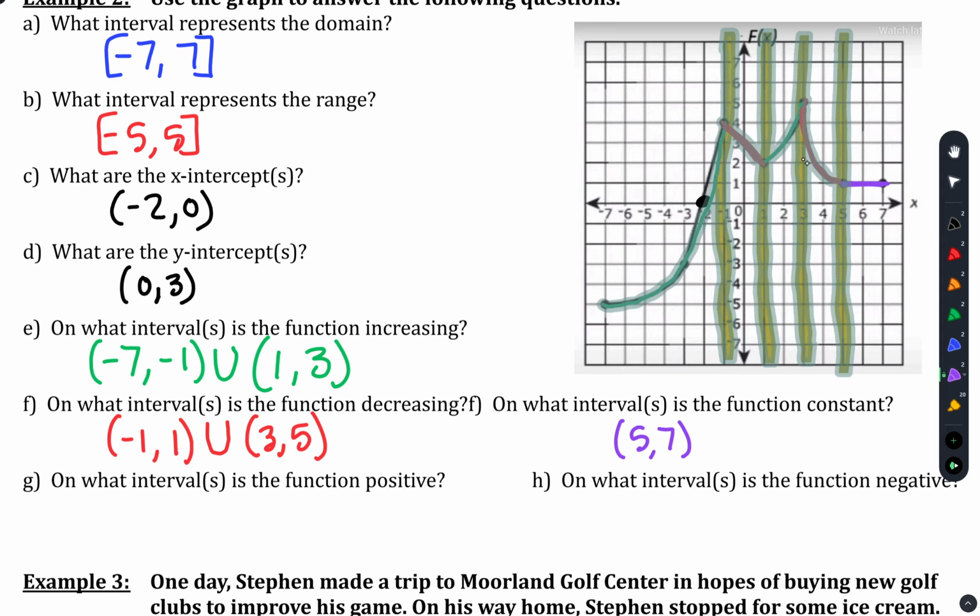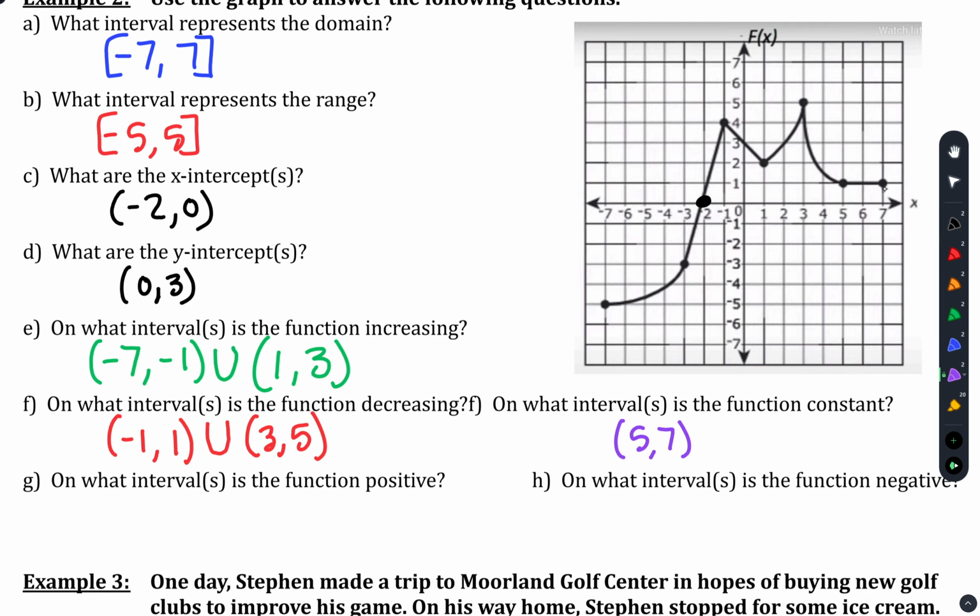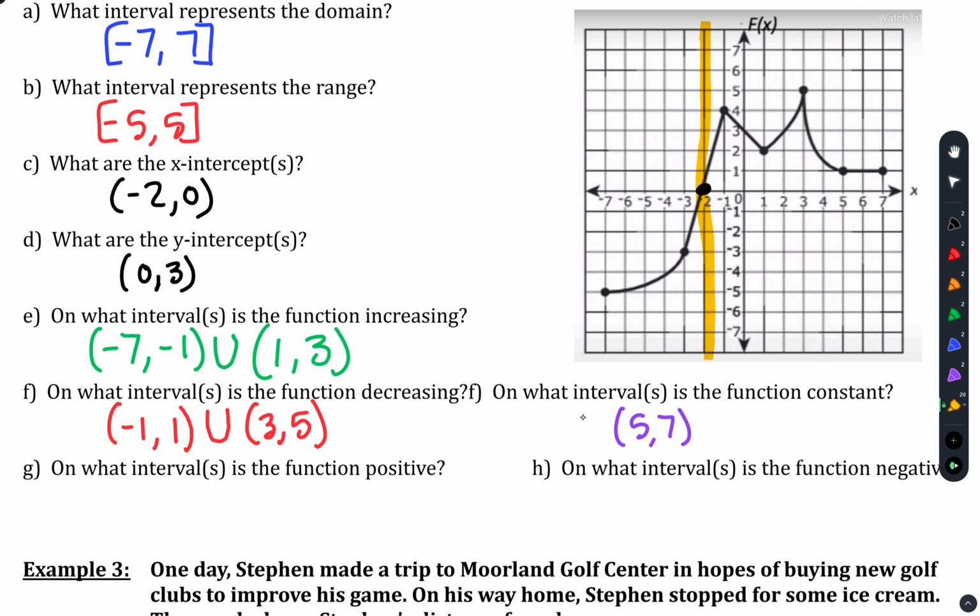Now we're going to talk positive versus negative. Where does it change from positive to negative? Where am I going to split my graph up? At -2, at the x-intercept. So I have two sections. The first section on the left, is it positive or negative? It's negative. So I'm going to write the interval from -7 to -2. What do we think? Brackets, parentheses? One bracket because I have an endpoint with a closed circle. One parenthesis because I have an x-intercept.